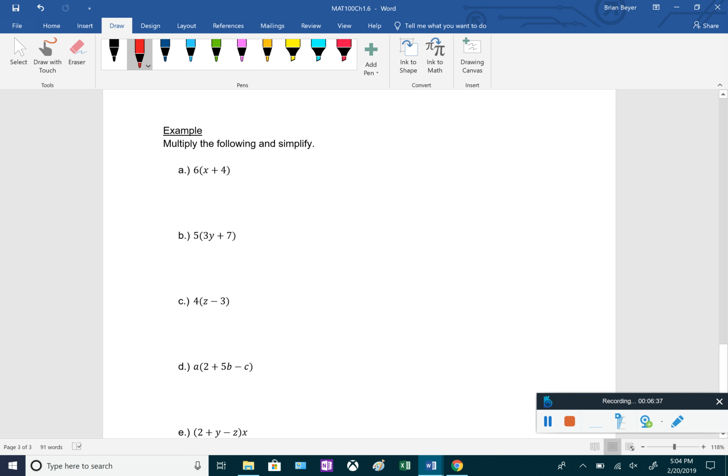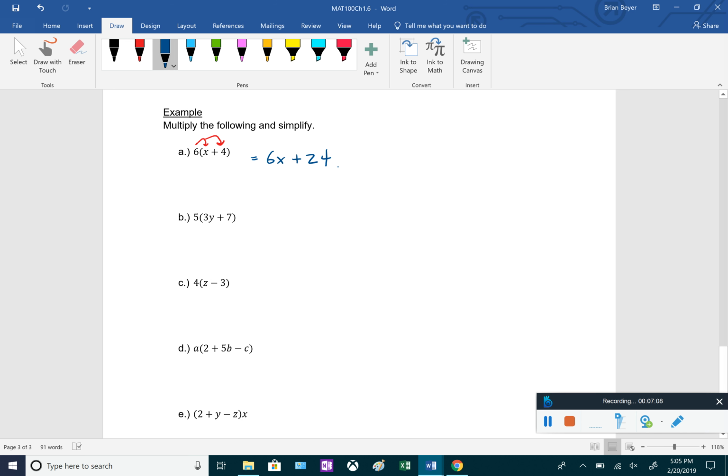So let's do an example here. So we have 6 times (x plus 4). So the x plus 4 is in parentheses, the 6 is being multiplied out front. So we have to distribute the 6 to both of those terms. So we have 6 times x, which is just 6x, plus 6 times 4, which is 24. So 6x plus 24. And that's simplified. We just leave it just like that.